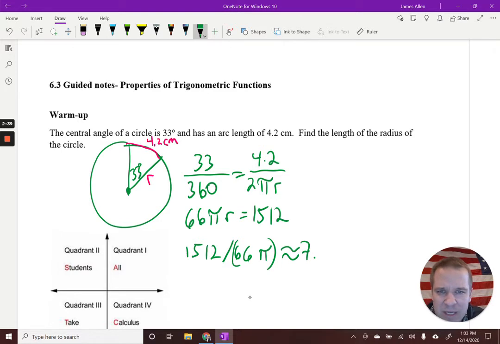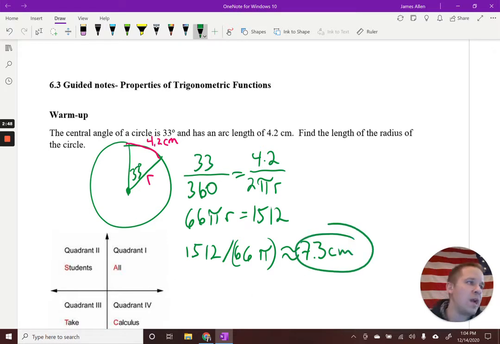It doesn't specify inside the problem. We had 4.2 centimeters, so I'm going to do the same rounding. So we'll say 7.3 centimeter radius. I like it. Good stuff. Had it said 3 decimal places, it'd be 7.292 centimeters. But because this was 1 decimal place, I did 1. A lot of the stuff you'll do in calculus, AP calculus, will be 3 decimal places.